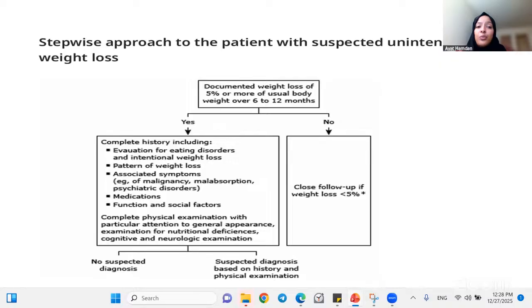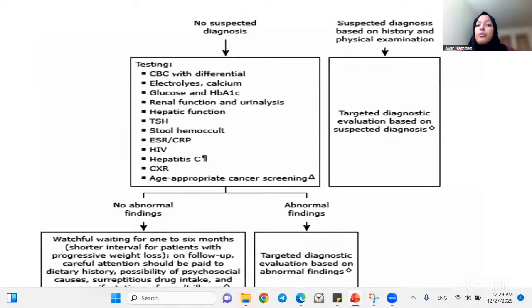And if we didn't find anything, we need to do a full examination head to toe just to know what's going on. We will look for any signs or symptoms of nutritional deficiencies, and then we will do a cognitive and neurological examination. If we have a suspected diagnosis, we will target our evaluation and diagnostic testing toward this diagnosis. And if we confirm it, that's it. If we didn't confirm our diagnosis and no further testing is needed, we'll just go back to screening him whenever he's coming and follow up his weight loss.